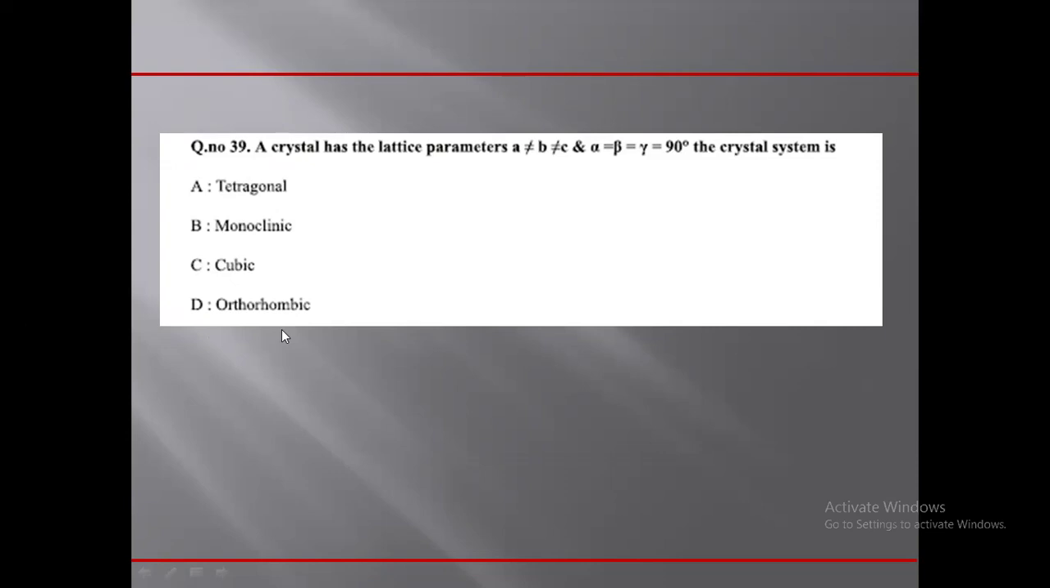This is a question from the 12th book. You just have to see the NCERT book. There 7 crystals are there, 7 crystals having 7 different lattice parameters are there. So option number D is the correct.